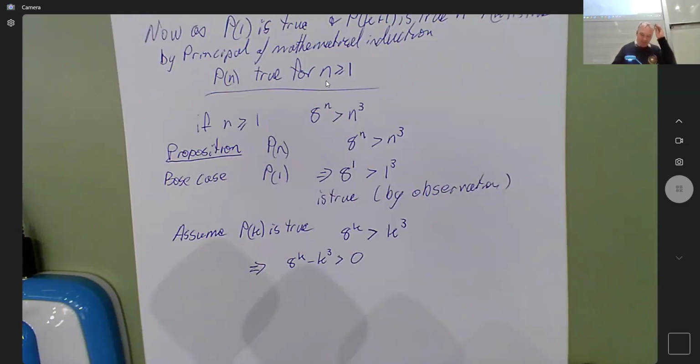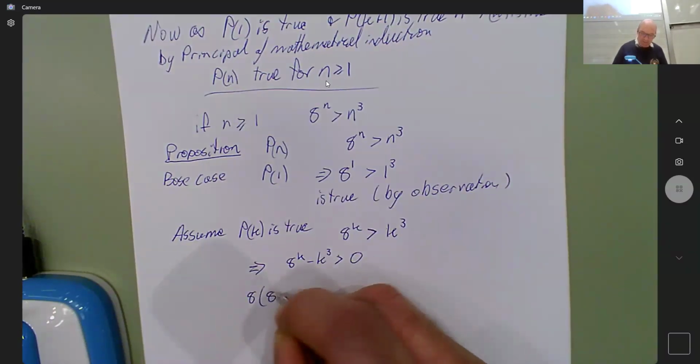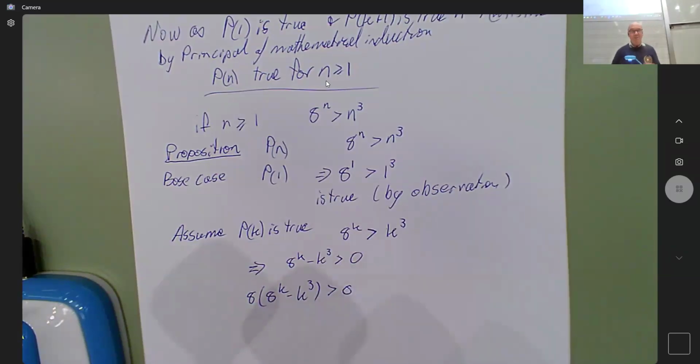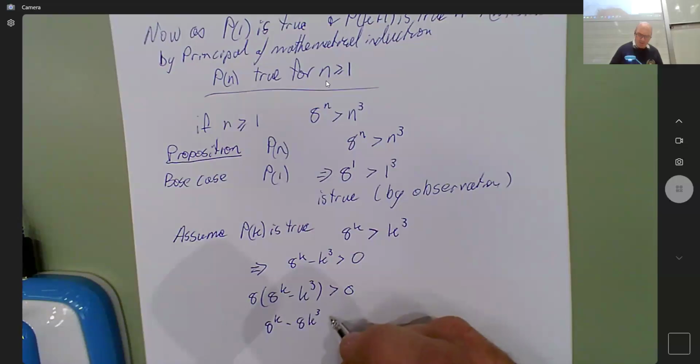I don't know. Let's give it a go. So if I take 8 times 8 to the power k minus k cubed, that's going to be greater than 0 because I times by a positive number. I'm happy with that. 8 to the power k plus 1 minus 8 times k cubed, greater than 0.